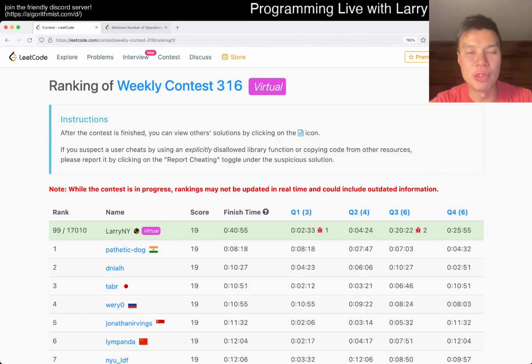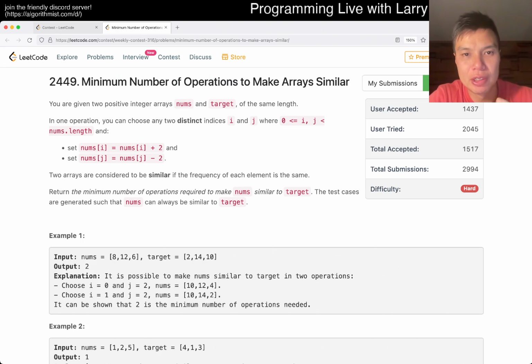This is me going with Q4 of the weekly contest 316, minimum number of operations to make array similar.